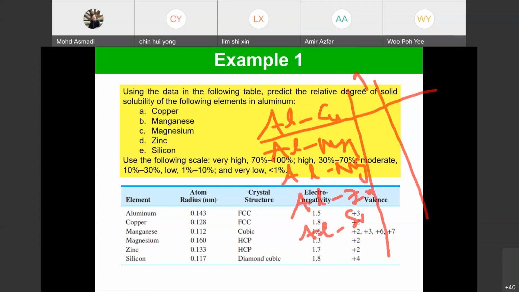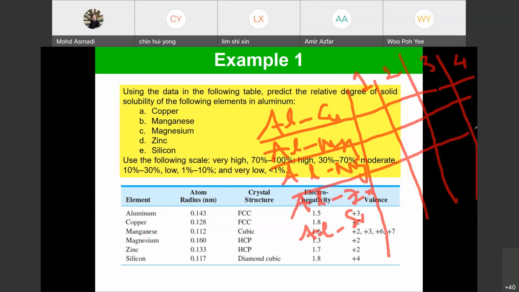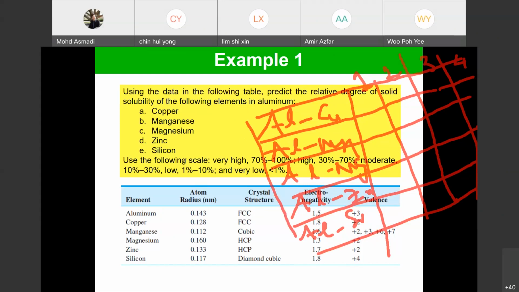Okay, and then you have to make a table like this. Rule number one, rule number two, and then paste in the Jamboard. I'll give you the link. Can you do it now? And then we can predict how much based on this scale: very high 70 to 100%, high 30% to 70%, moderate 10% to 30%, low 1% to 10%, and very low is below 1%. Can you predict? Okay, take one paper.